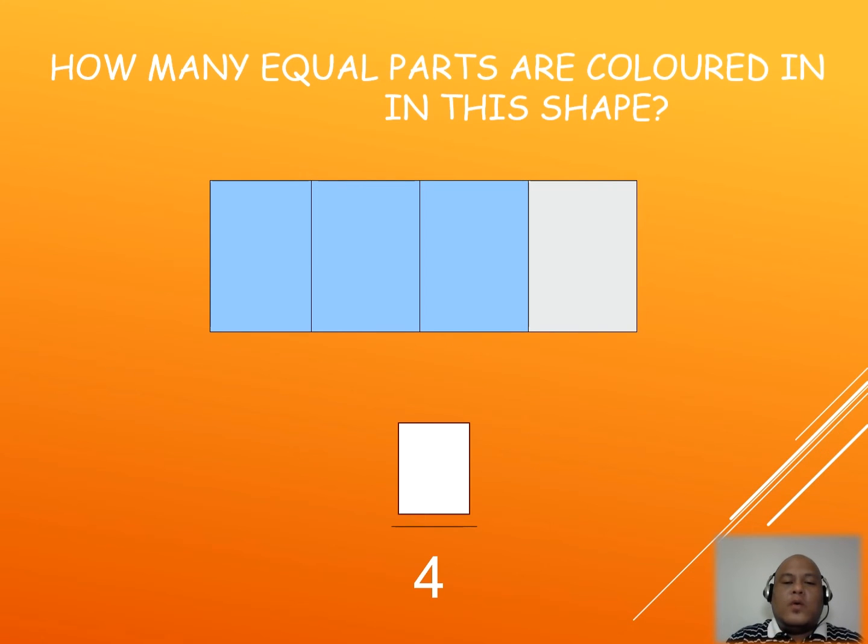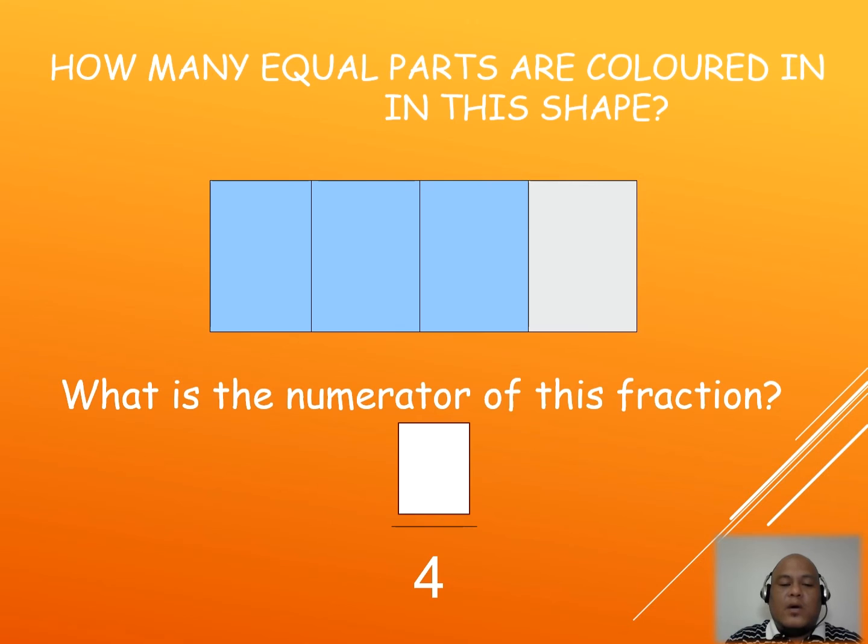How many equal parts are colored in this shape? I have here a rectangle, and this rectangle is divided into 4 equal parts. I colored 3 parts of this rectangle. Now, what is the numerator of this fraction?